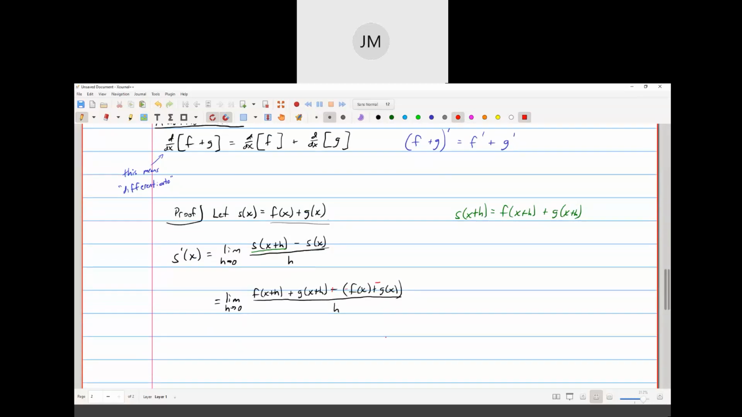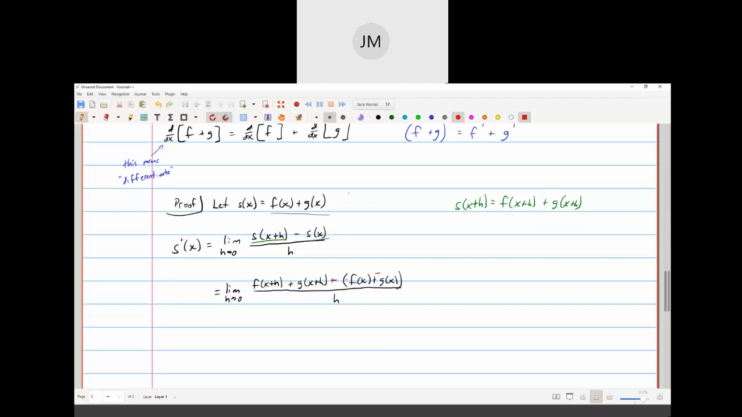And what I'm going to do, since I have a bunch of addition here, I'm just going to rearrange the order that I write the addition in. So I'm going to write f of x plus h plus negative f of x, or minus f of x. And then I'm going to write plus g of x plus h, and then plus the negative g of x, or minus g of x. All of this is over h.